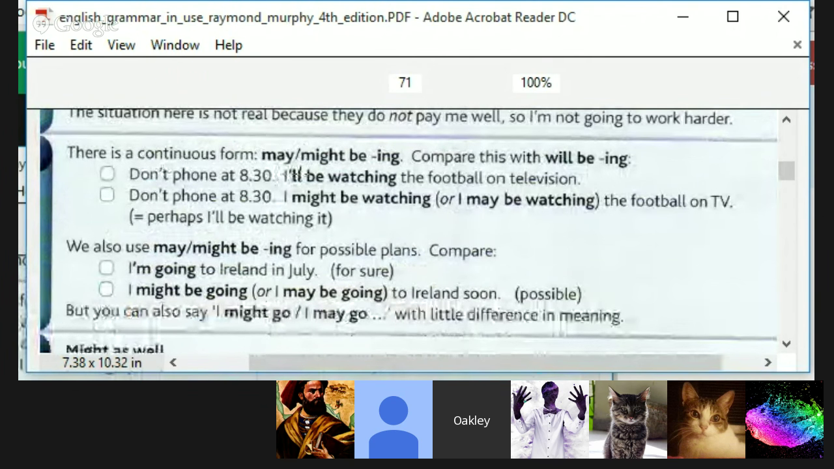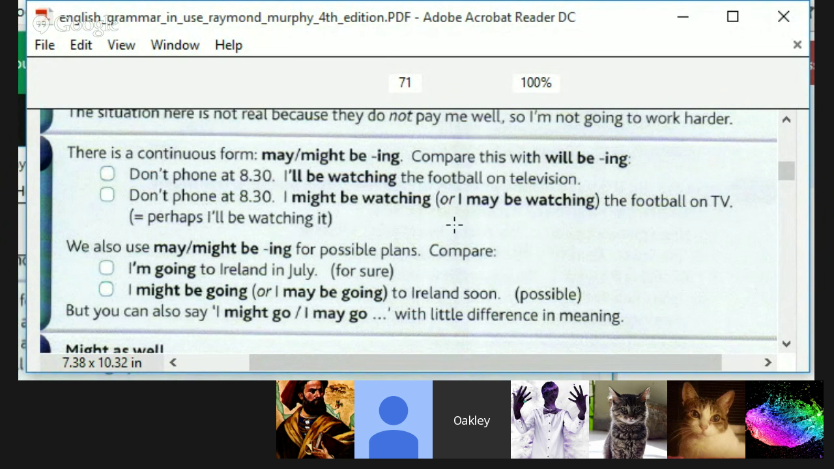Okay, there is a continuous form, may or might be -ing. Yeah, we kind of already discussed this. I'll be watching the football on television at 8:30. Don't phone at 8:30. I might be watching, or I may be watching the football on TV.